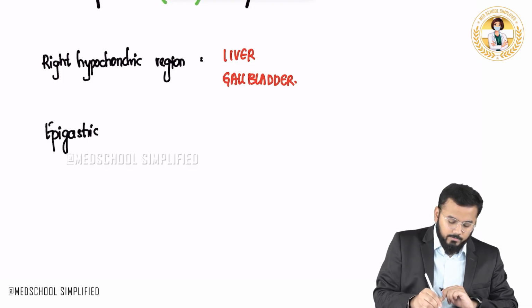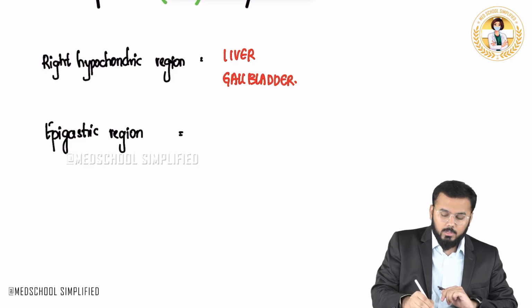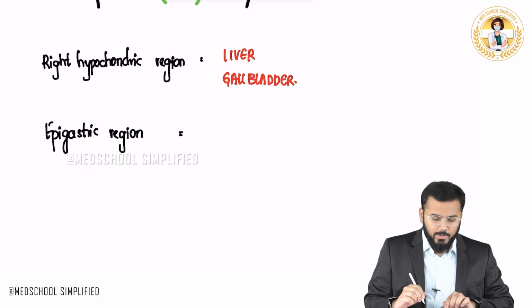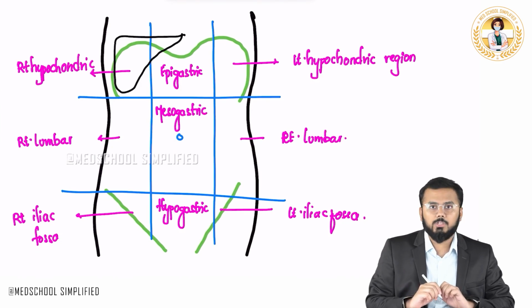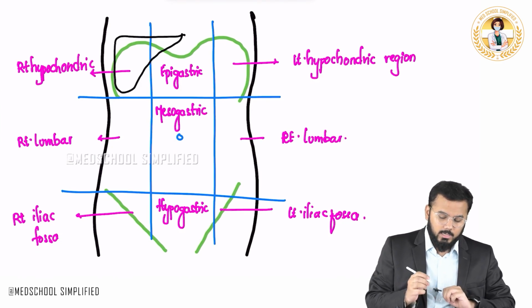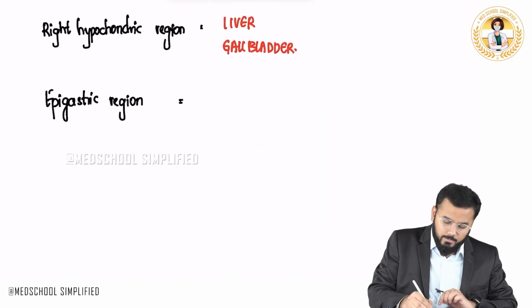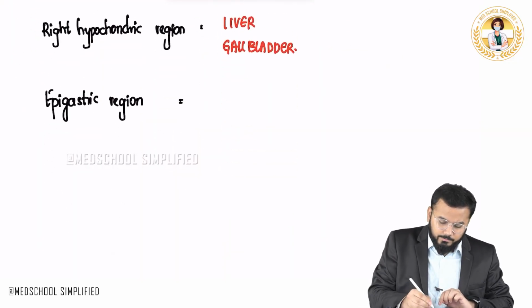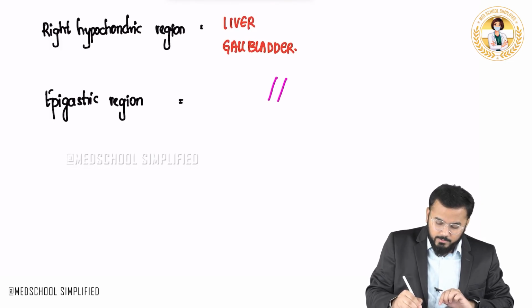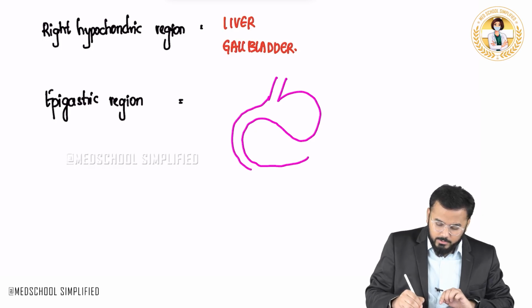Next important thing is called the epigastric region. So what are the things that are located in the epigastric region? In the epigastric region, you have three important things. Let me draw this part over here. See here, this part which I am drawing right now is your stomach.